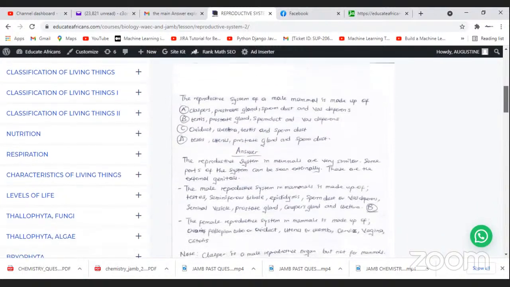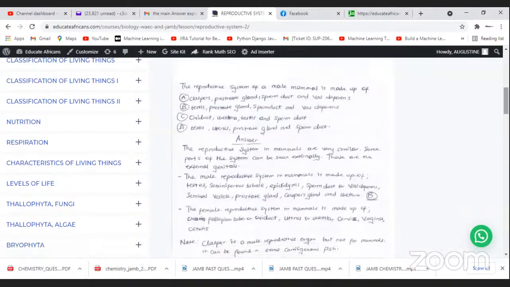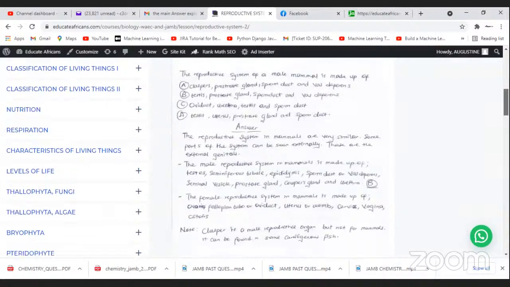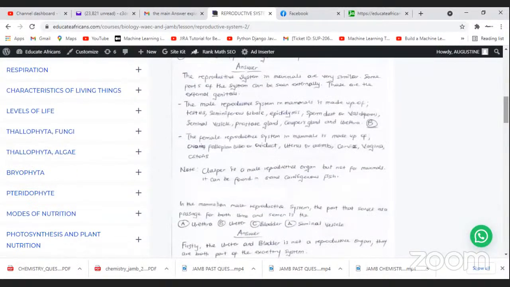So option B is the one that has it. The female has the uterus, the vagina, and the clitoris. That's for female. So take note. You can see from answering one question, we are actually covering a whole lot of things. Note, the clasper is a male reproductive organ, but not for mammals. It can be found in some cartilaginous species.